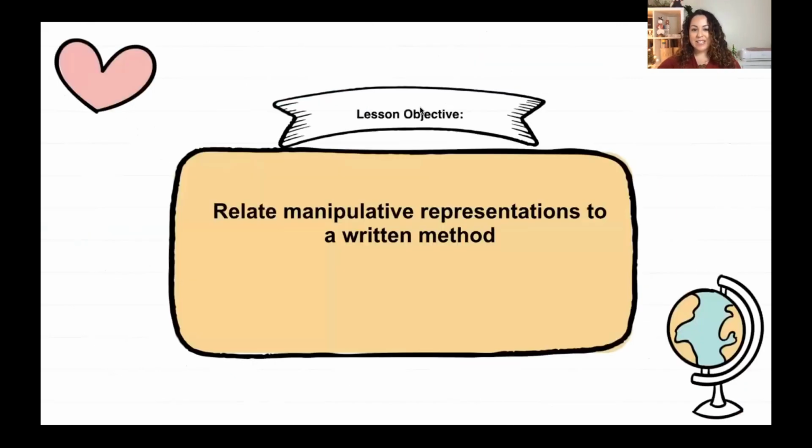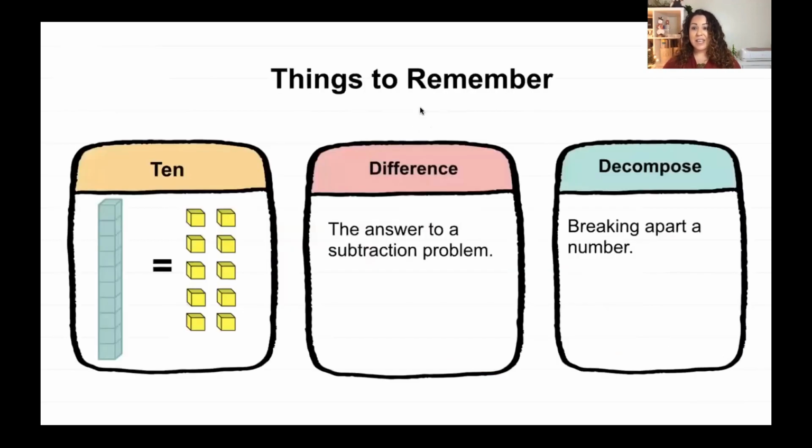So let's go ahead and see what that means. We're going to relate manipulative representations to a written method. Now, we've been doing subtraction, but just with place value chips. Today, we're going to put it in writing, and I'm really excited to show you today's strategy because it puts all of the pieces together that we've been working on. So let's go ahead and get started.